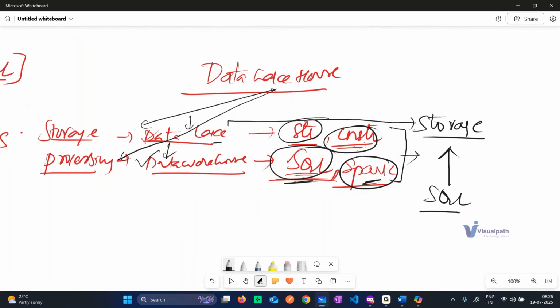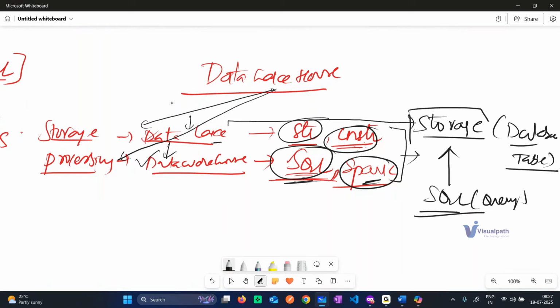Now, if you look at this, participants, SQL is a kind of query that you expect to run on a database, inside a table. But the problem is this is a storage. So how to address this requirement?